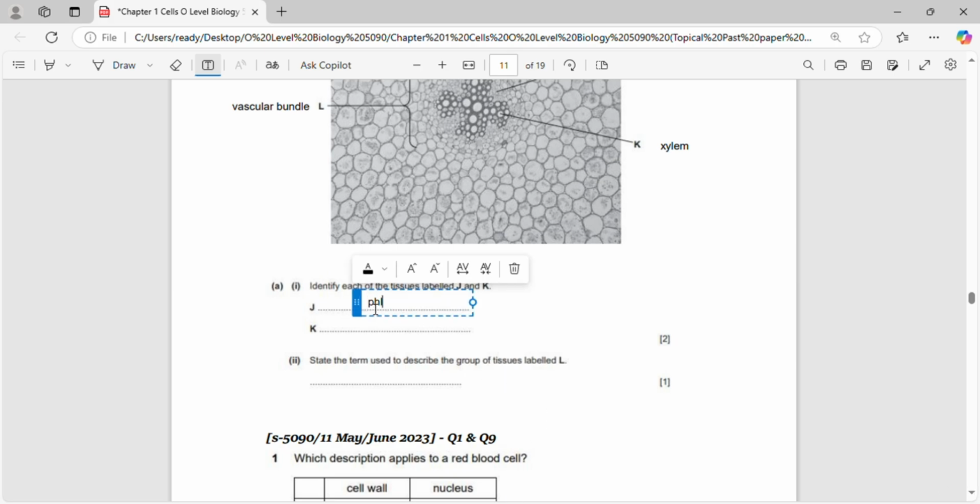We will write that J is the phloem, K is the xylem, and in the second question, we will write the name of the group of tissues labeled as L above, as the vascular bundle.